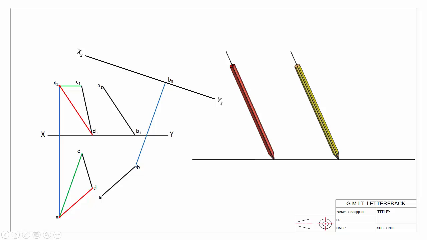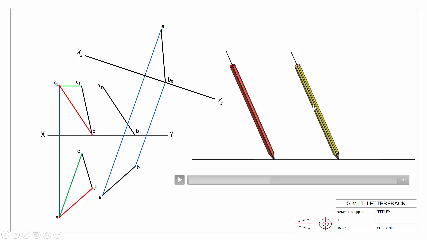So project up B, he's on the ground here in our elevation, so he'll be on the ground here. A, project him along, whatever distance he is off the xy line here, he'll be the same distance here, and that gives us our skew line AB. So that's going to give us the edge view of our plane that contains the line AB.